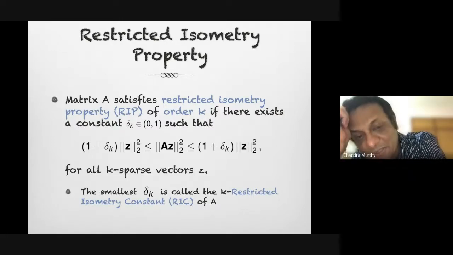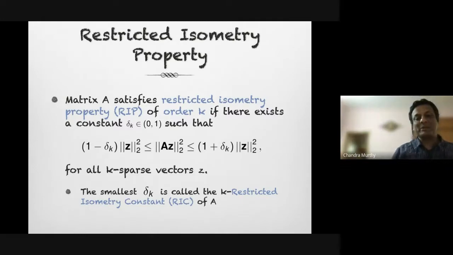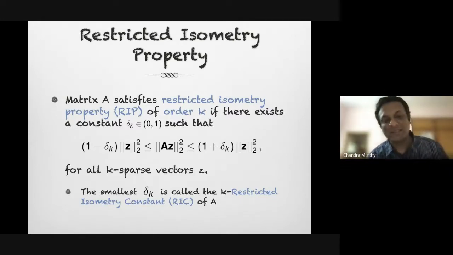Correct. So if you can't find the bounds, or if you can't show that the matrix satisfies this restricted isometry property, then you have no way of verifying that the matrix will be a good matrix for sparse vector recovery. There are two answers to this question.